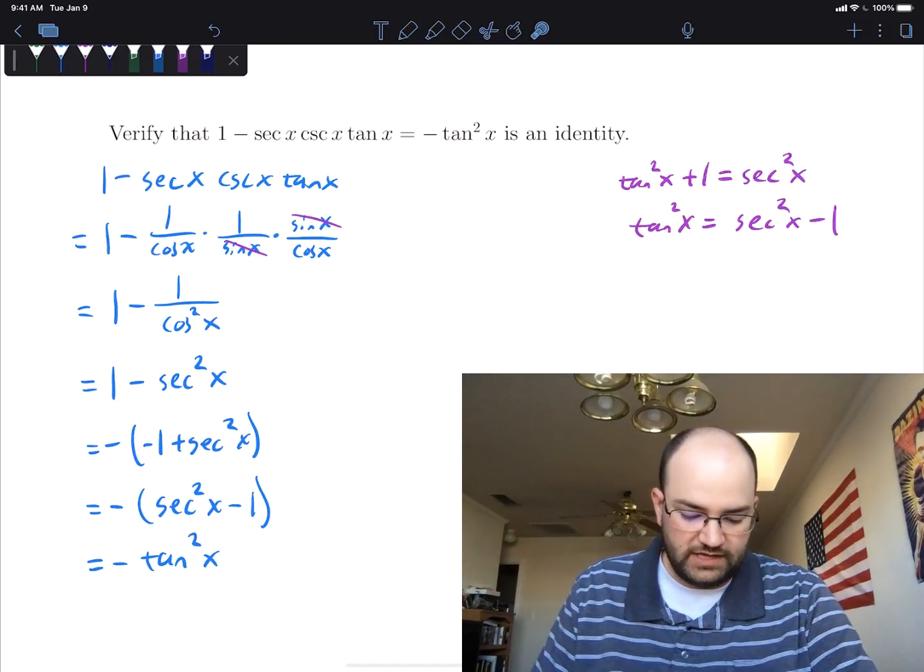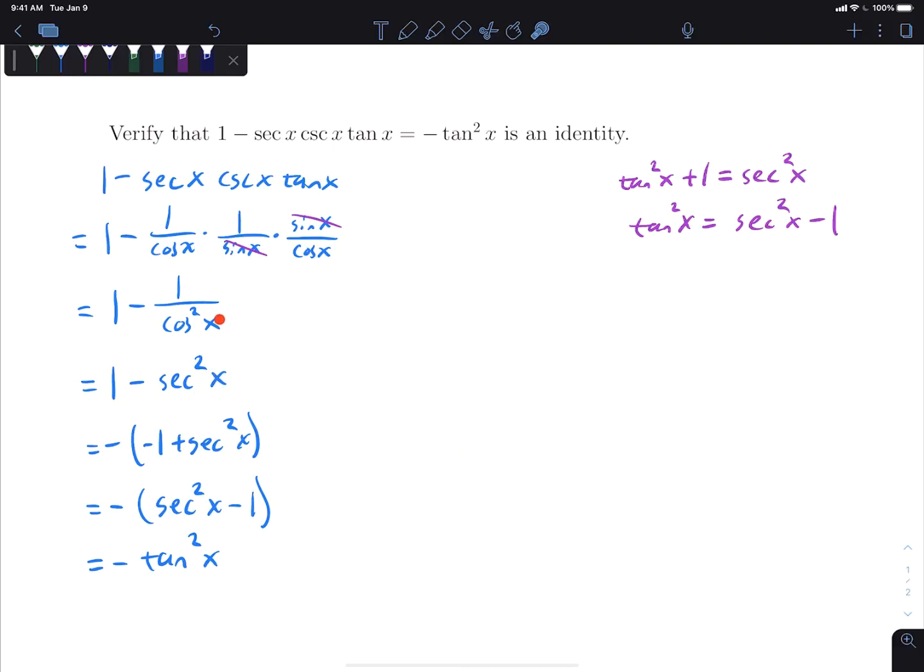And then once you do that, you can distribute the negative, making that 1 minus secant squared of x. Then replace secant squared of x with 1 over cosine squared of x. And then break that up into two separate 1 over cosines, and then just put a sine and sine on different sides, and there you go. That's a lot more difficult, and so you have to be a little bit careful with this.